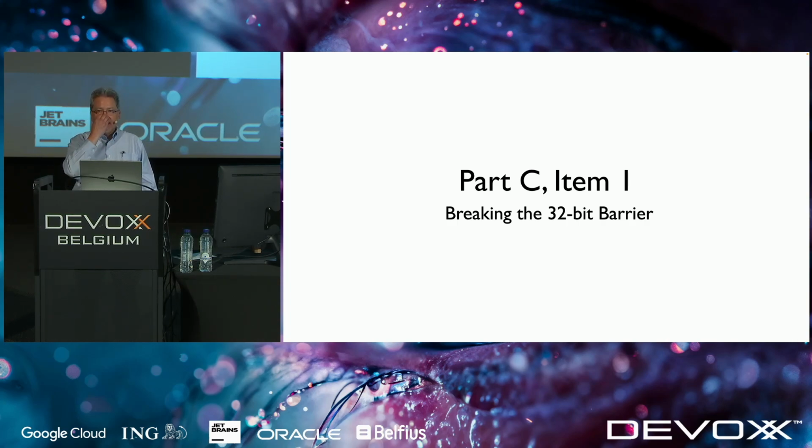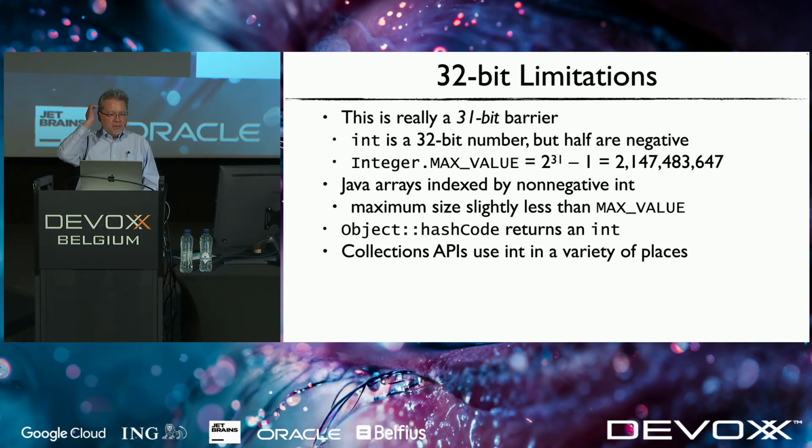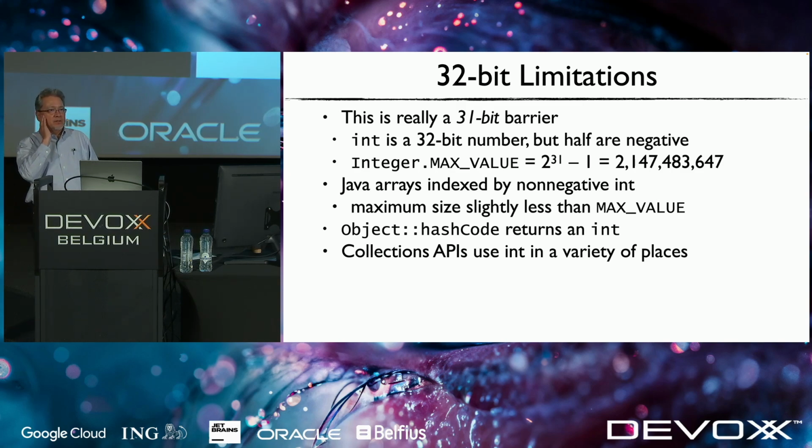Some people say, well, what if I want to add more than 2 billion elements to a collection? When Java first came out and the collections framework was introduced in 1998 or so, 2 billion seemed ridiculous. There are 32 bits, which is the size of an int, but int is signed, so the highest positive number is really 2 to the 31st, so it's really a 31-bit barrier.